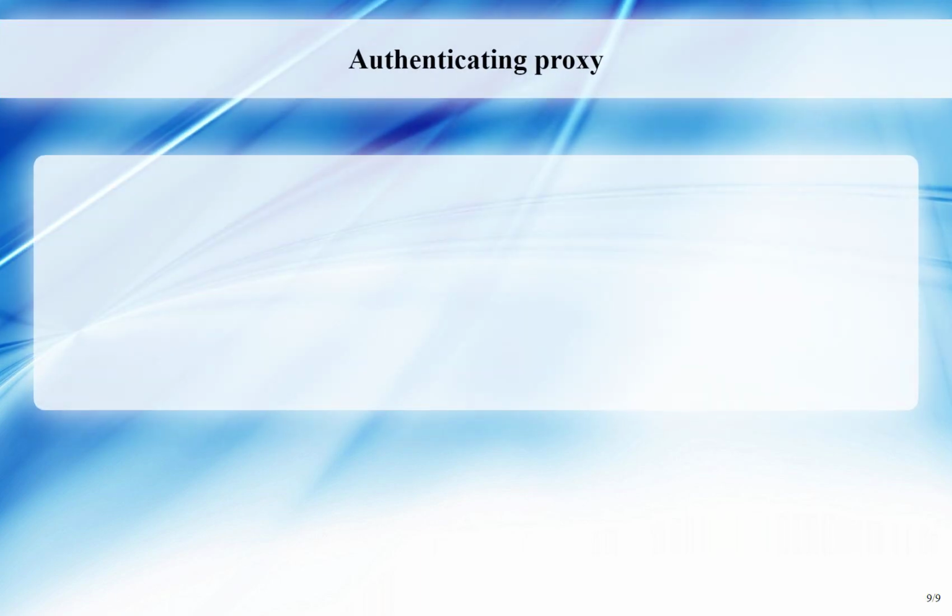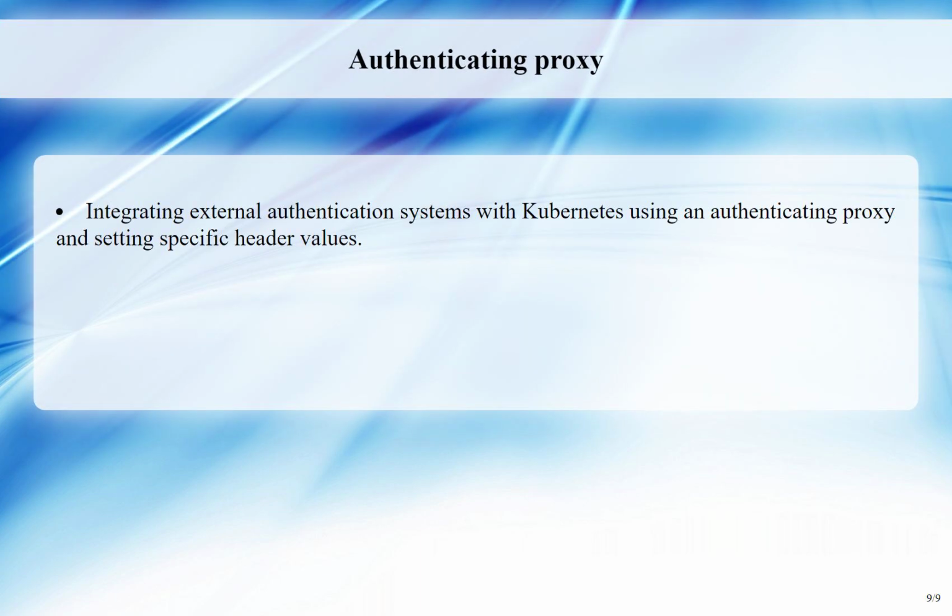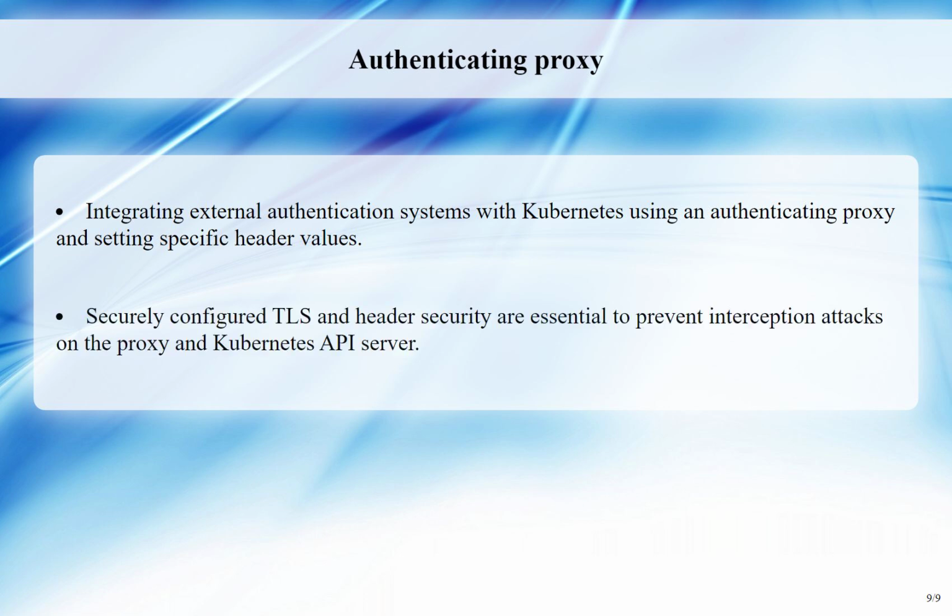Authenticating proxy. One way to integrate external authentication systems into Kubernetes is by using an authenticating proxy. This involves setting specific header values in requests from the proxy to indicate the username and group memberships for authorization. It is crucial to use securely configured TLS between the proxy and Kubernetes API server to prevent interception or sniffing attacks. Additionally, precautions must be taken to prevent unauthorized access by securing the headers from tampering by potential attackers.